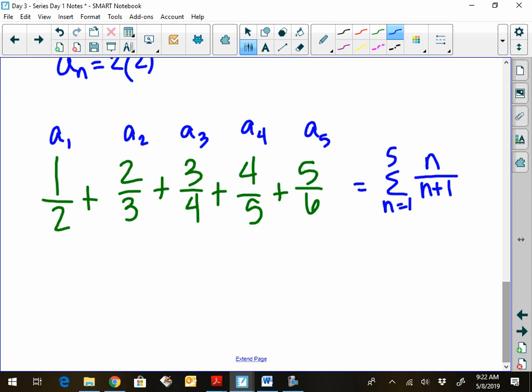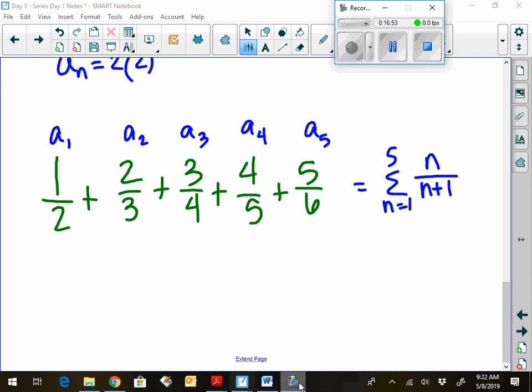So these examples help us practice a little bit of our understanding about a series. And I will see you soon, so we can practice this more.